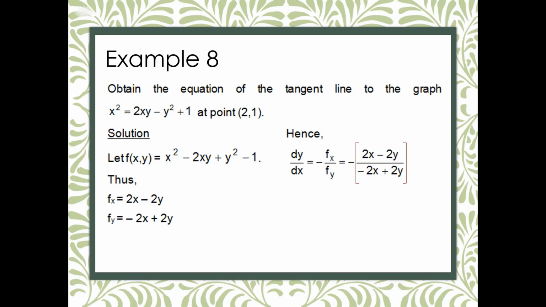Substitute the answer into the formula of dy over dx and simplify. You should get the following. As given the point (2, 1), substitute into the answer of dy over dx, you should get 1. This is referred to as the slope of the tangent.